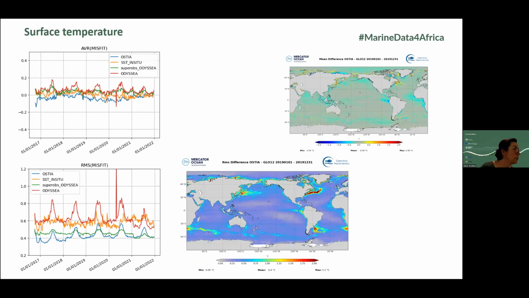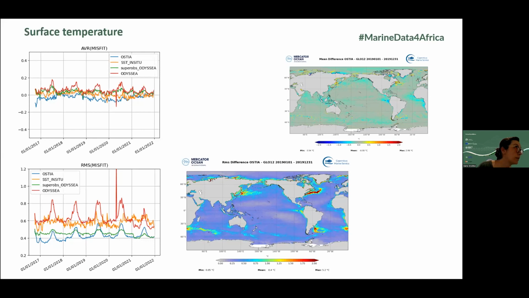So now I show you some validation results to give you an idea of the overall quality of the system. What you see here, the lower map, is a root mean square difference between the SST analysis OSTIA and the Mercator global analysis and forecasting system, which is called here GLO-12. This is for 1 year in 2019. And you can see that the errors are really below 0.3 degrees in most of the ocean.